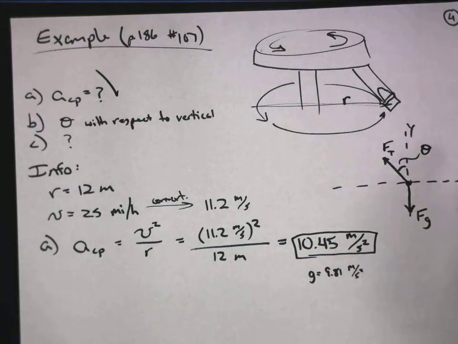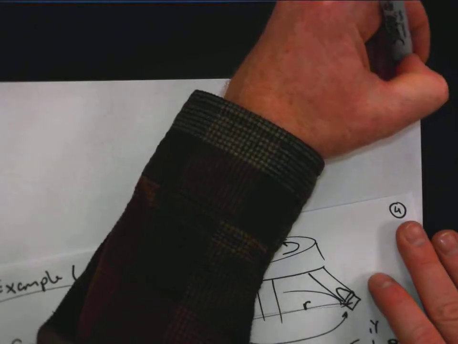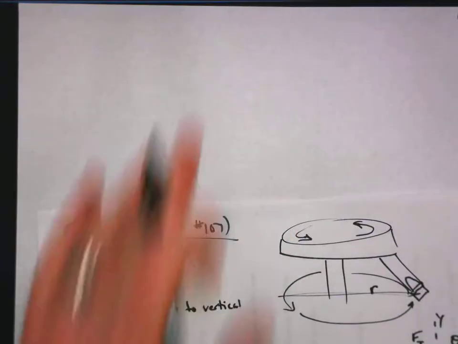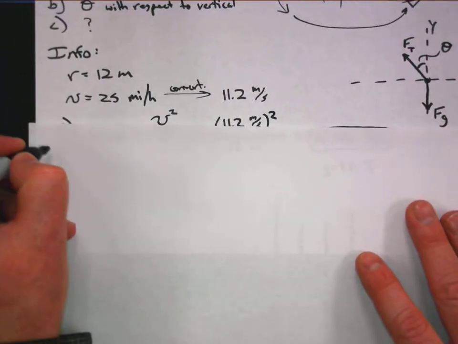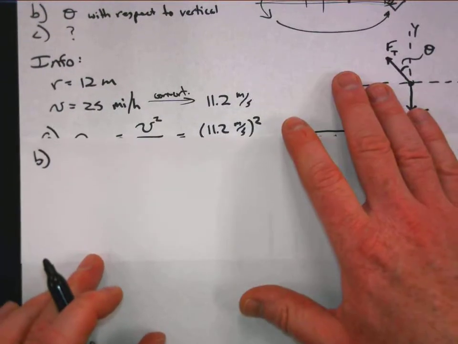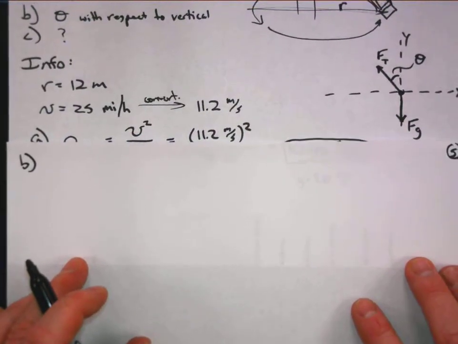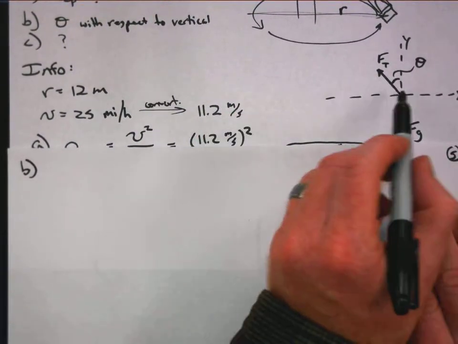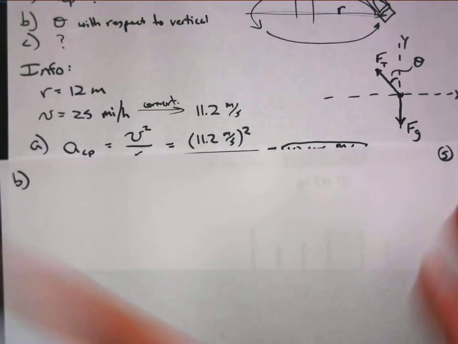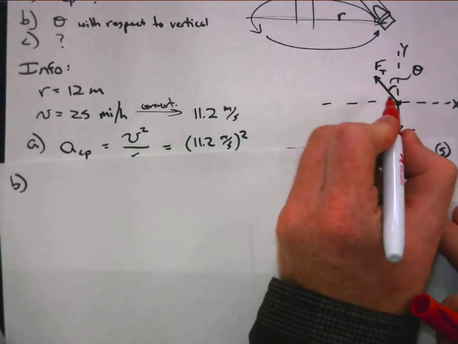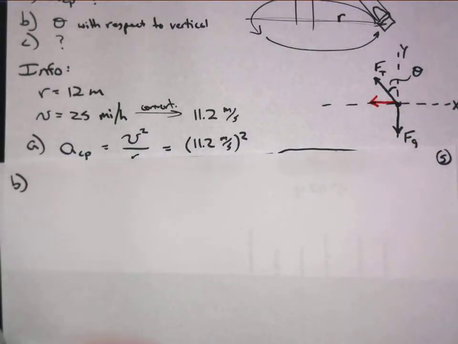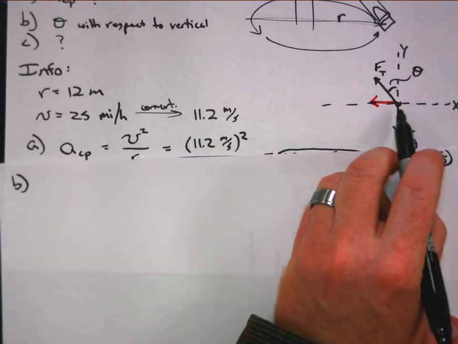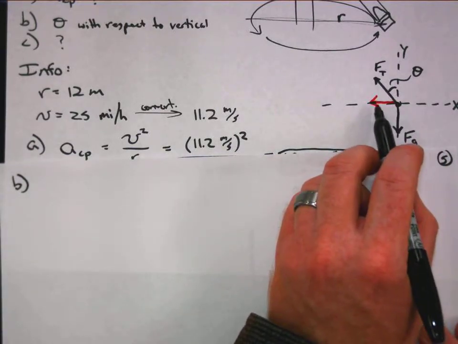Now, how about that angle? So let's get started on that. Do it this way so we can see everything a little better. Go to part B here for that angle theta. So there is an acceleration toward the center of the circle, which, with the way I've drawn this, toward the center of the circle is this way, right? So there must be a net force acting in that direction. So I don't want anything over here canceling it.